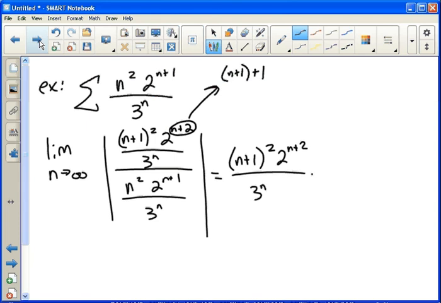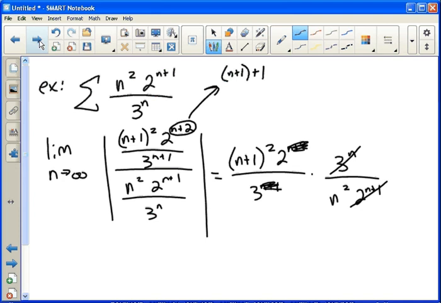Oh, sorry, I forgot a plus 1 over 3. There we go. That's what it should be: 3 to the n over n squared times 2 to the n plus 1. Okay, the 2 to the n's, we have one more on top that'll be left over. The 3's will have one left on the bottom, because there's one more 3 on the bottom, and there's one more 2 on the top.